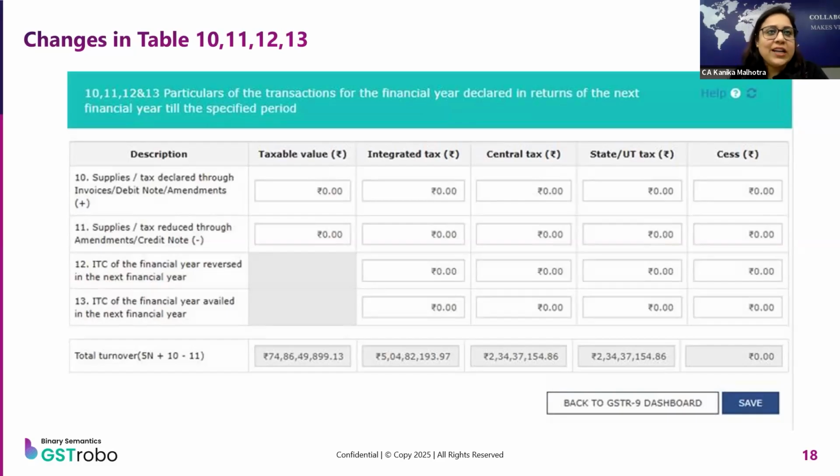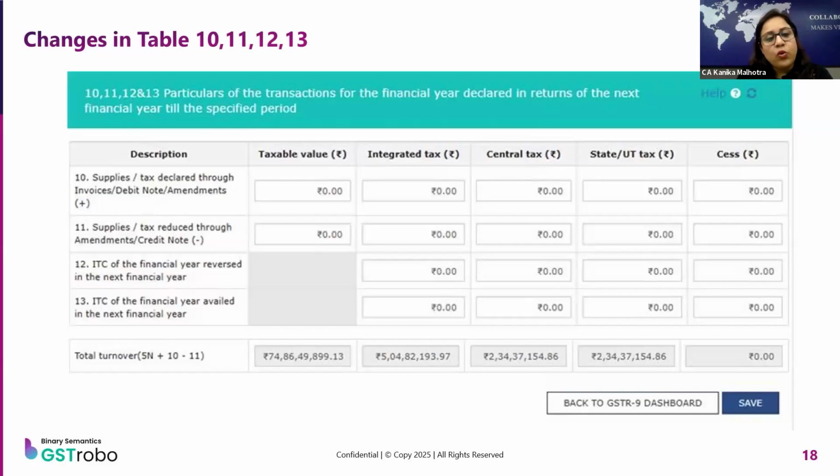Here, I just needed to add an irony of the government also. In tables 10 and 11, there is no limit to when you update your outward supplies. It might be of the preceding financial year, that is 23-24, or any further previous financial years before that also. Though there is a limitation for claiming the ITC, up to the next financial year's 30th November only. But here you can report any outward supplies that you have missed in tables 10 and 11.